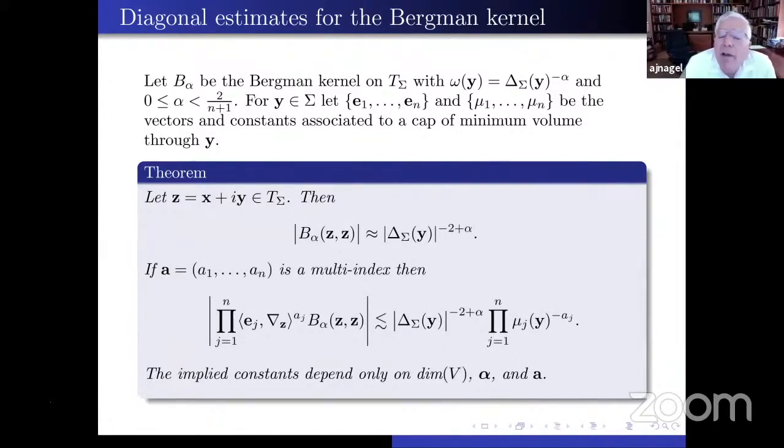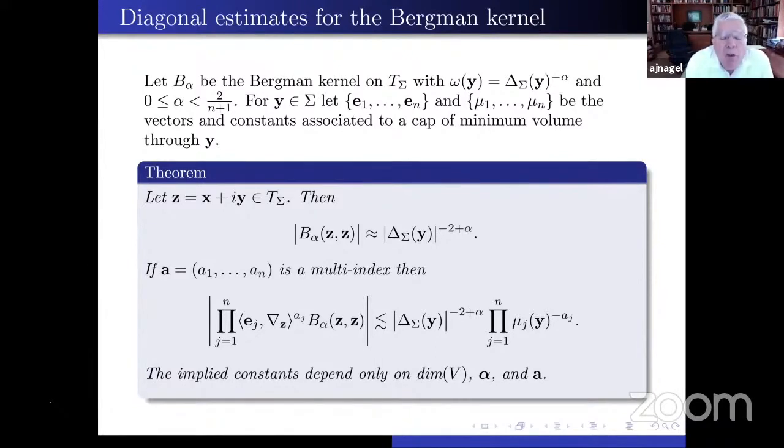If I look at the Bergman kernel on the diagonal, then the size of the Bergman kernel is bounded above and below by the volume of the minimal cap to the power minus 2 plus alpha. In particular, for the unweighted case, it's simply delta to the minus 2. And if you think back to the examples that I started with, which is the upper half space or the polarized Siegel upper half space or the cone, this agrees with the estimates I gave there.